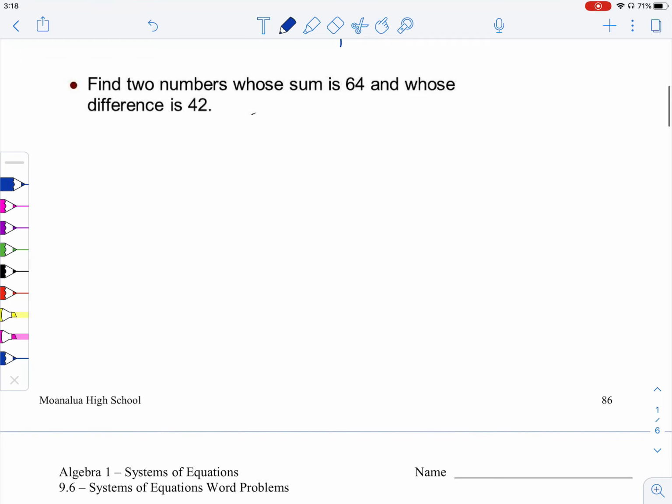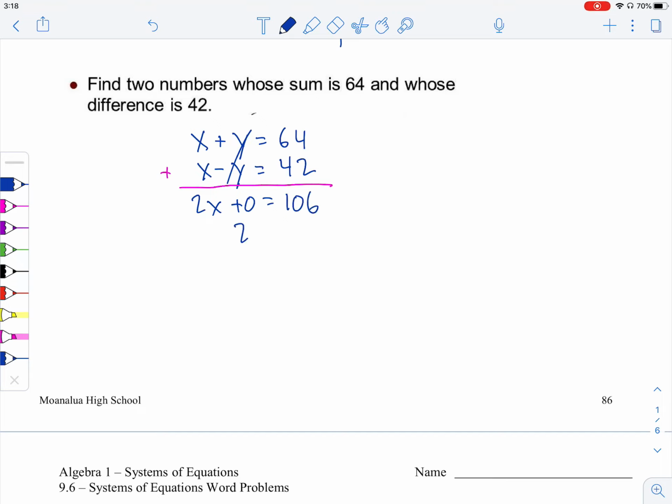Okay, second, find two numbers whose sum is 64 and whose difference is 42. So two numbers again. Sum is 64, difference is 42. Same thing. Now we can just add to eliminate right here. Set up perfect. So our y's are going to cancel. So we get 2x plus 0 equals 64 plus 42, which is 106. Divide by 2. x equals 53.